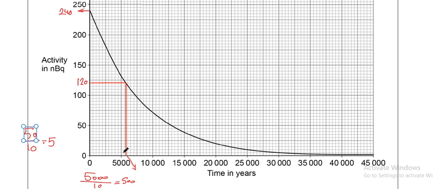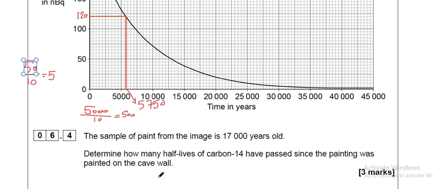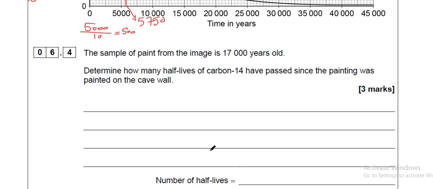And our reading will be past the 5,000 by one square and a half, so it will be 5,750. So the half-life is 5,750.